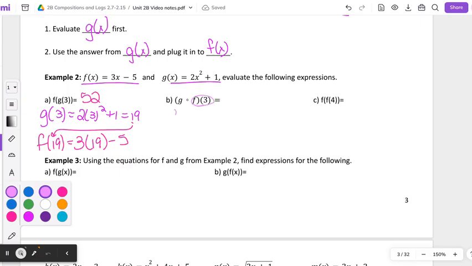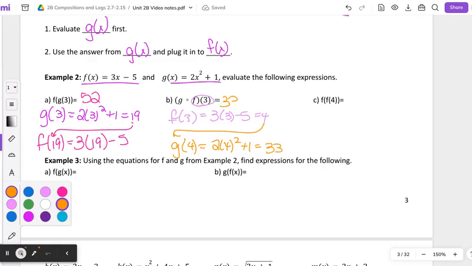Okay, here we start on the inside. We do f of 3. We read this as g of f of 3. So we start with f of 3. So 3 times 3 minus 5, which is 4. 4 now goes into g. So 2 times 4 squared plus 1. 16 times 2 is 32, plus 1 is 33. So the overall is 33 there.